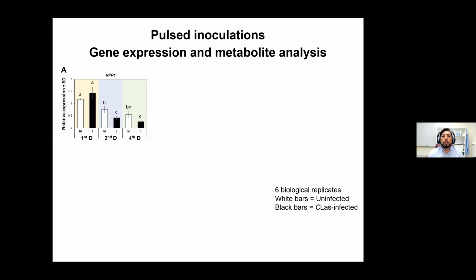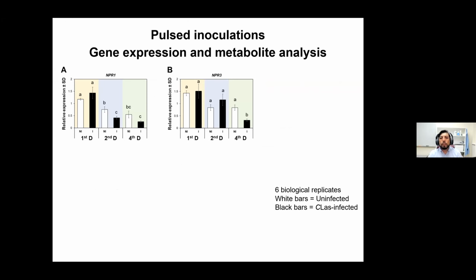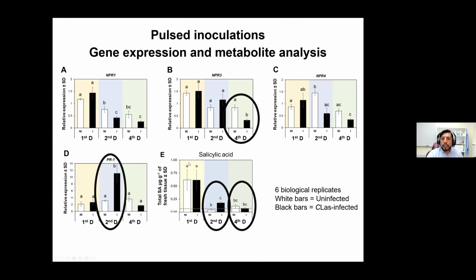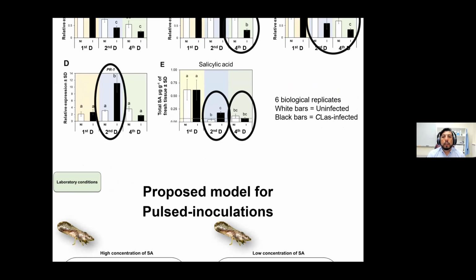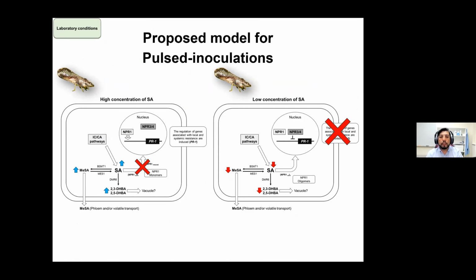The pulses inoculation was a little bit similar to the continuous inoculation, but what was surprising in this case was that the amount of salicylic acid at the beginning of the experiment on those plants was very high. It was a large amount of salicylic acid, and finally it gets low at the end, and that's when we start to observe the silas on those leaves. So the proposed model is similar in this case: high concentration of salicylic acid and then low concentration.